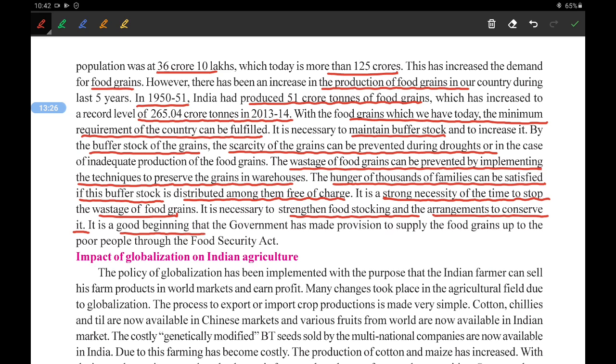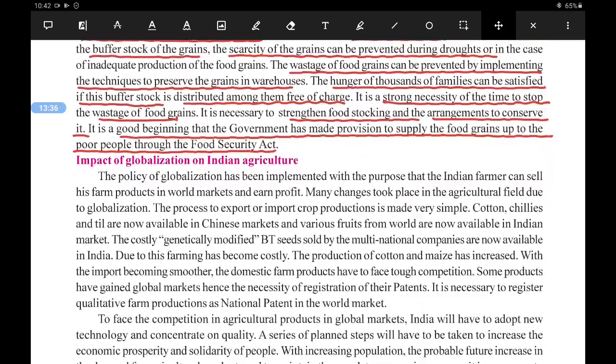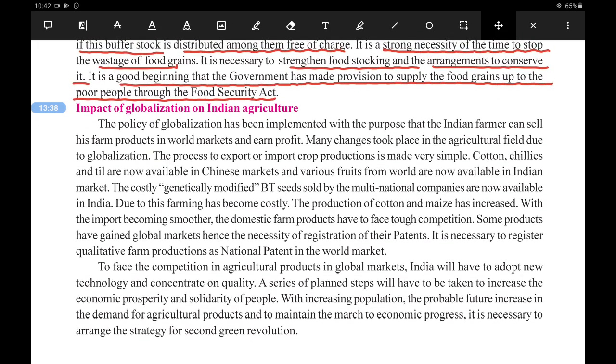It is a good beginning that the government has made provision to supply food grains to the poor through the Food Security Act. The poor people are provided food grains almost free or at a very, very nominal cost.